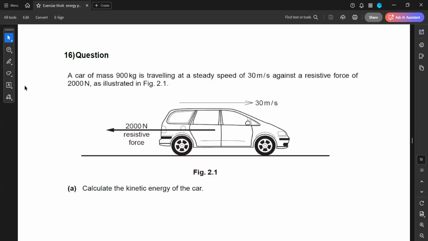Question 16. A car of mass 900 kilograms is traveling at a steady speed of 30 meters per second against a resistive force of 2000 newtons, as illustrated. Calculate the kinetic energy of the car. How do we calculate the kinetic energy? You can use screen annotation. The kinetic energy formula is KE equals half mv squared.